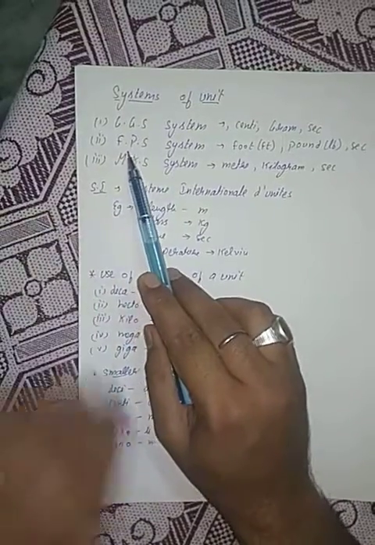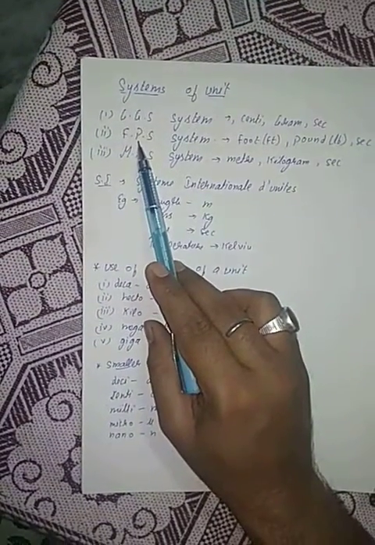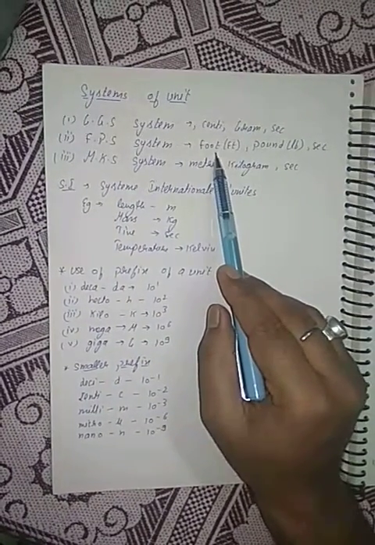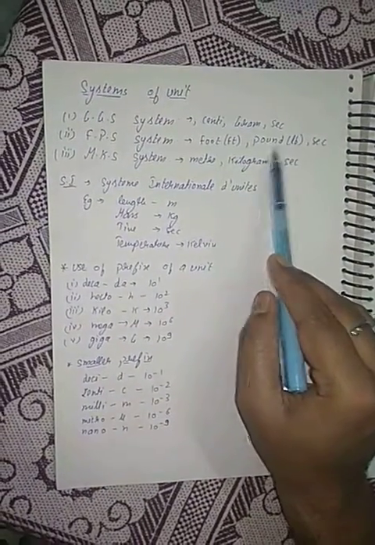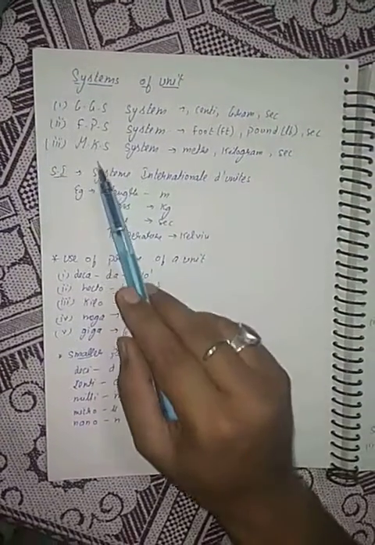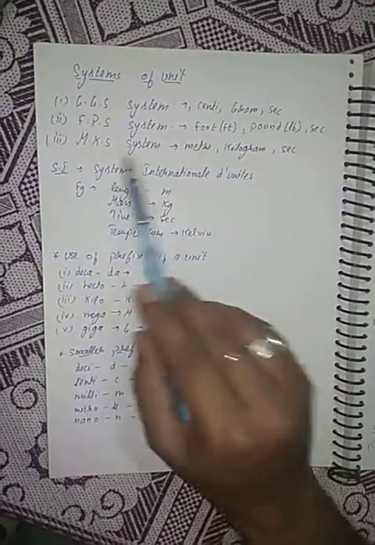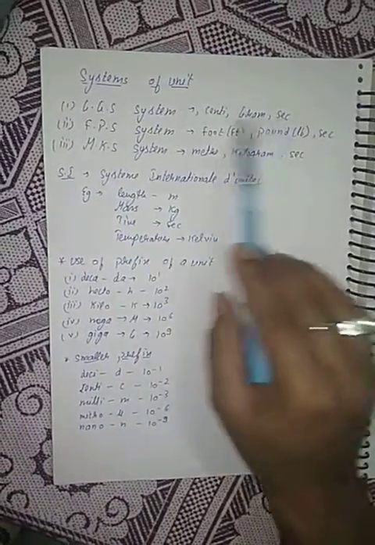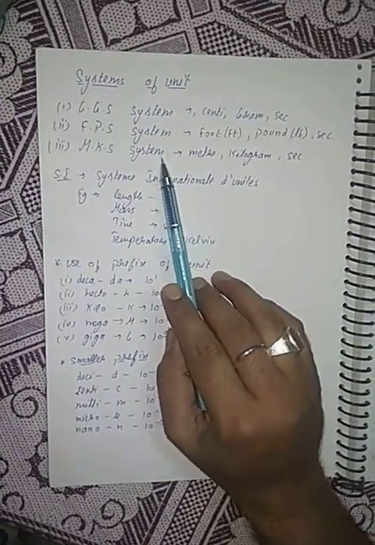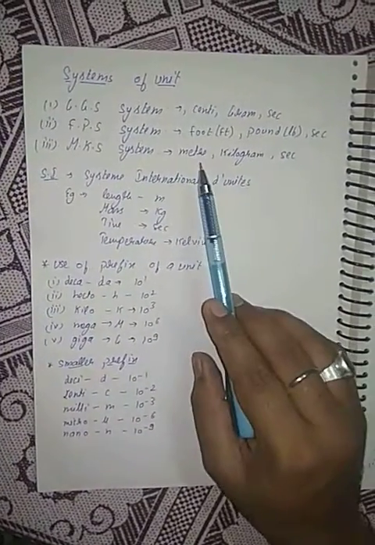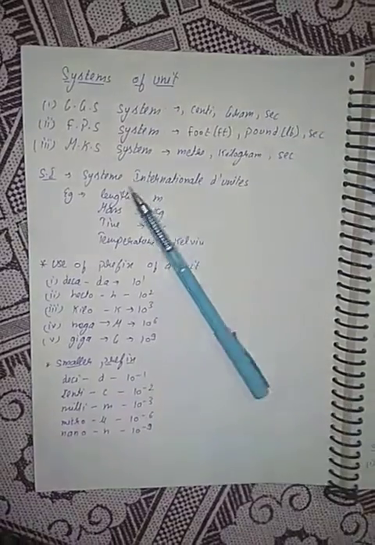FPS system. In the FPS system, F stands for foot, P stands for pound, S stands for seconds. You know, foot is for length, pound is for mass, and second is for time. MKS system. In the case of MKS, M is meter, K is kilogram, and S is seconds. All these systems have been developed. We are following them, but not on a universal basis. We are following them at a certain point.